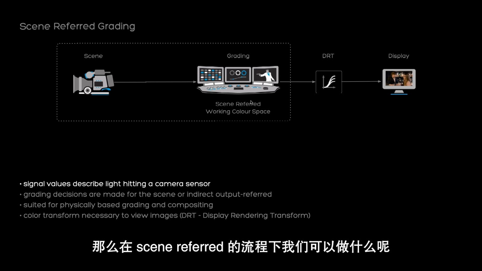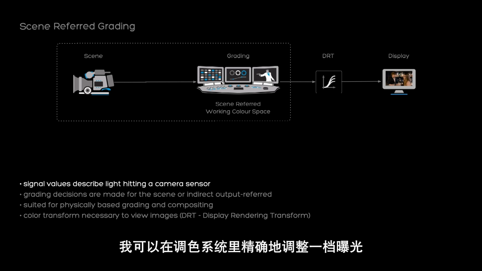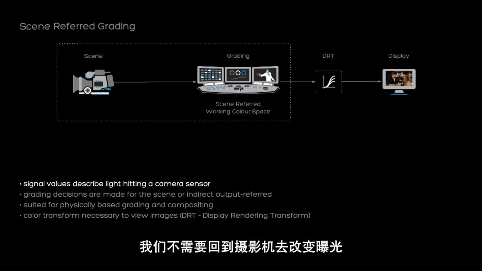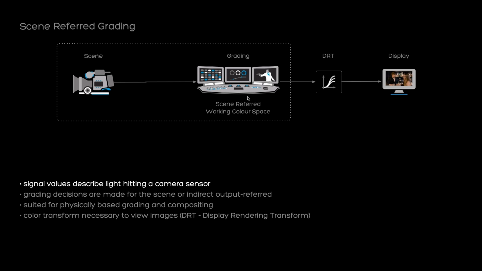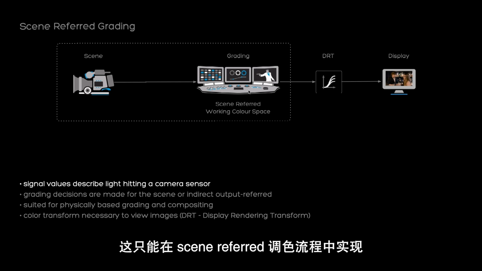So what are things that we can do? For example, in scene referred grading, we can change the exposure by exactly one stop inside the grading system. We don't need to go back to the camera and change the exposure there. So we can do really accurate exposure corrections inside the grading system. So this is only possible with scene referred grading.